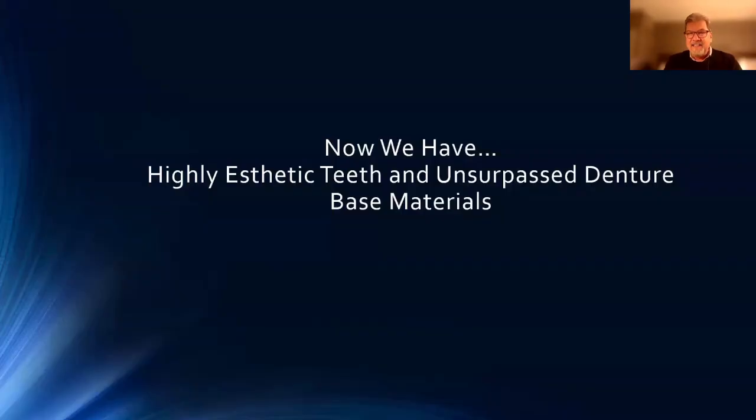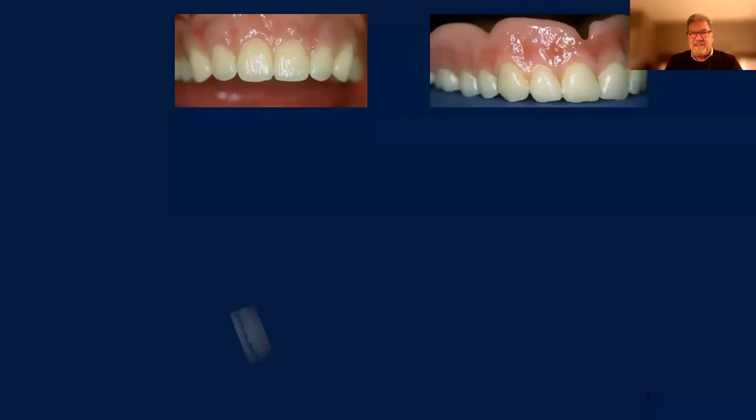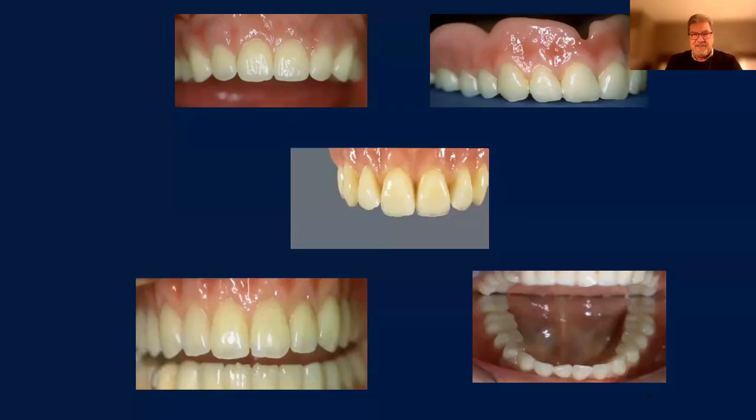Now we have highly aesthetic teeth and unsurpassed denture-base materials. Look at those aesthetics. These are all different high-end denture teeth. Denture-base stain. Look how beautiful those dentures are. We want a denture that's not going to look like a denture, and the patient doesn't want to look like they're wearing a denture either. They want to look natural, and we're able to do that with today's technology.